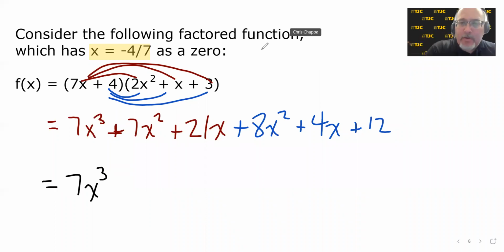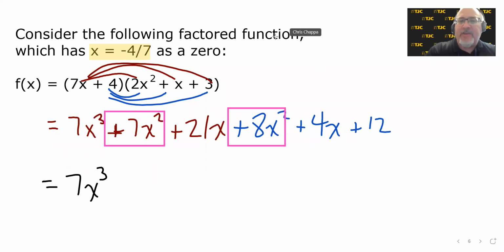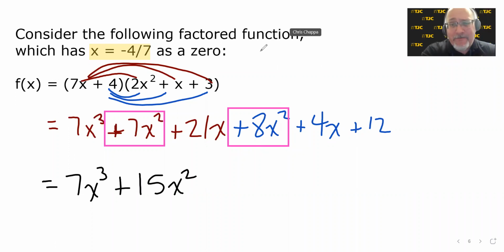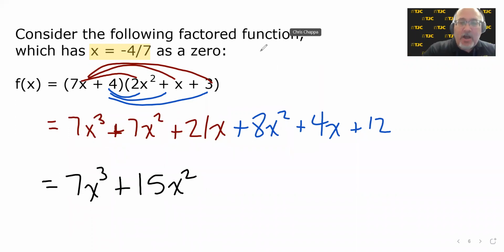But we have a positive 7x squared term and a positive 8x squared term. The first one has the 7 embedded in it. The second one has the 4 embedded in it. But when I combine them, I'm going to get positive 15x squared. And 15 contains neither 7 as a factor nor 4 as a factor. So by combining those like terms, I totally lose sight of the 7 and the 4 that we're keeping track of.